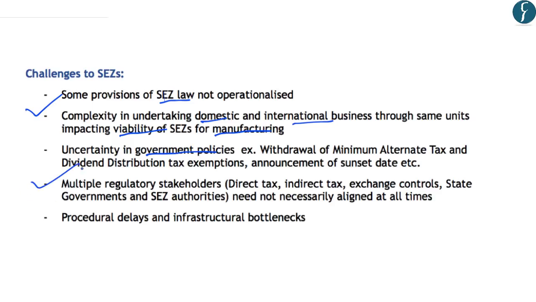Fourthly, there are multiple regulatory stakeholders in the SEZs. And these include the direct tax authorities, indirect tax authorities, exchange controls, state governments, and the SEZ authorities themselves. And all these authorities are not necessarily aligned at all times. And due to the multiple regulatory system, the viability and profitability of the companies in SEZs is impacted. And finally, there are procedural delays as well as infrastructural bottlenecks.